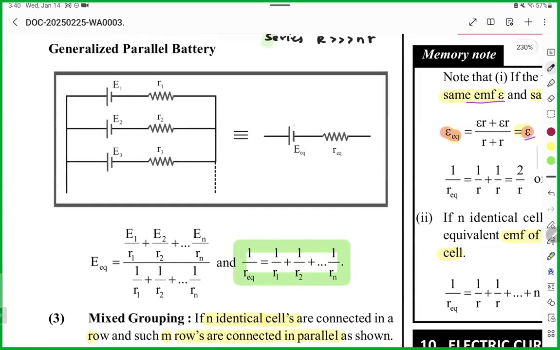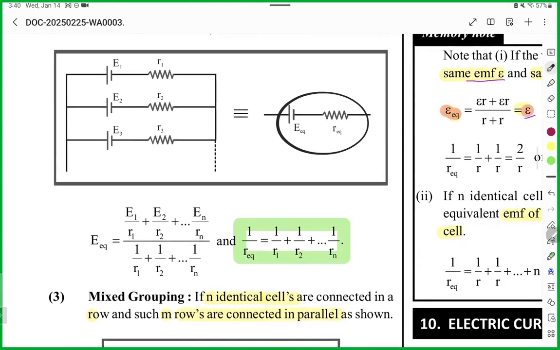This is the generalized battery. Resistance will decrease to R by N, and your EMF will remain the same. If there are different EMFs, what will happen? Total EMF you will add. No, sorry. Total EMF will remain the same. So, if you want to calculate EMF in this situation, what will you do? EMF by internal resistance is the current of everything, and this is the total resistance, correct?